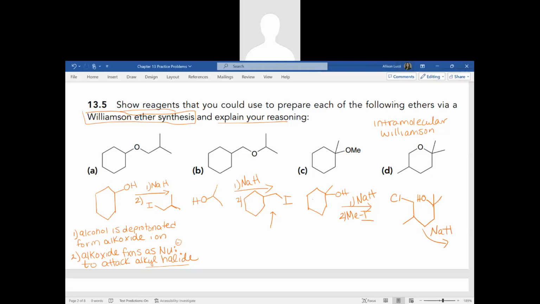We could not use a structure that looked like this, where this was our alcohol portion, because then we would have this tertiary alkyl chloride over here, and this is not a good substrate for an SN2 reaction to occur, so we could not use that.